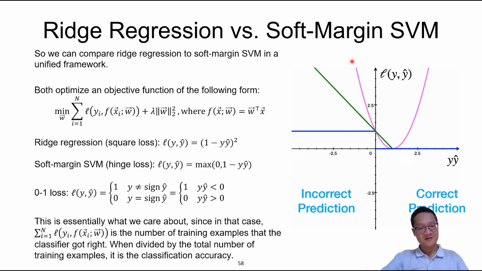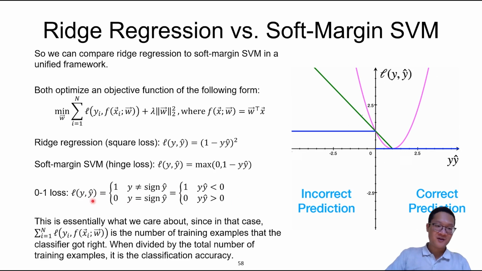The ideal loss is shown in the blue curve over here. We should be penalizing by the amount of 1 for all incorrect predictions and then not penalize at all for correct predictions. So we drew this picture earlier, but the mathematical form is that L of y hat should be equal to 1 when y is not equal to sign of y hat, i.e. when y hat is negative, and 0 when y hat is positive.